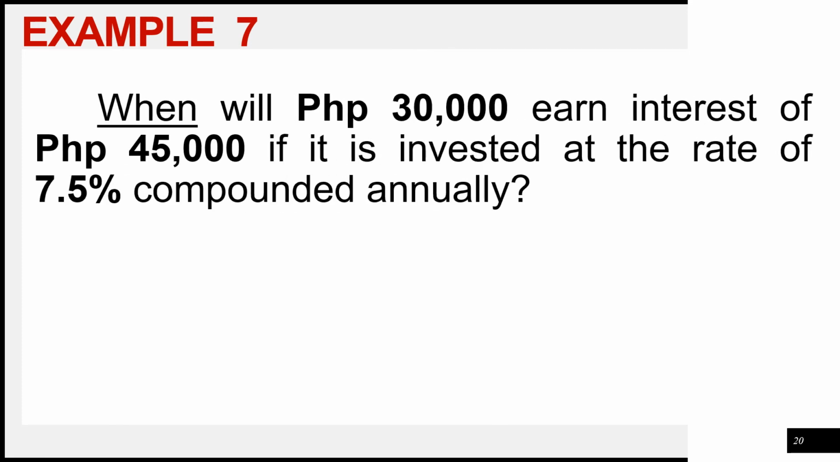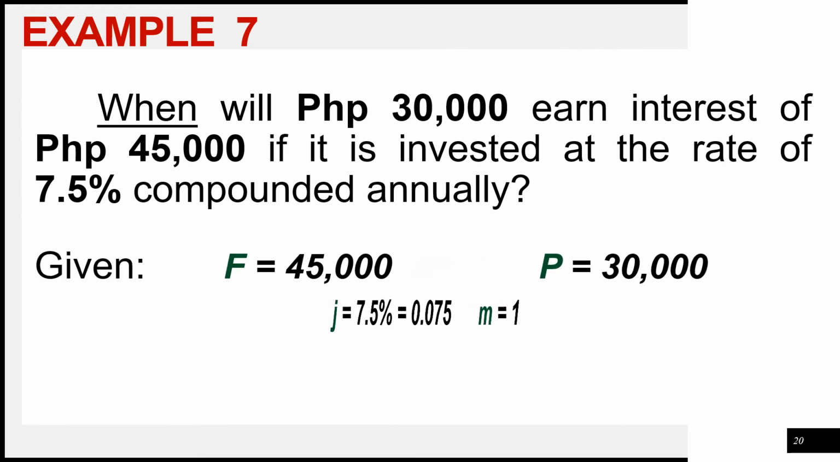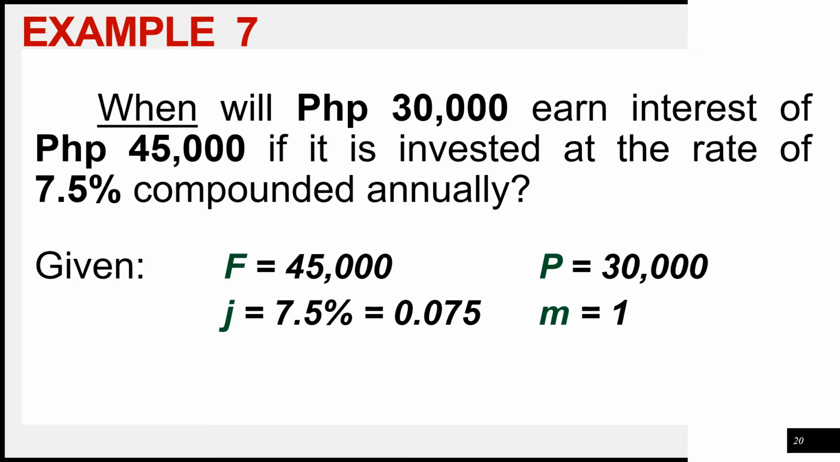For us to understand better, let us have another example. When will 30,000 pesos earn interest of 45,000 pesos if it is invested at the rate of 7.5% compounded annually? Based on the given problem, we have the following data. Our future value, or F, is 45,000 pesos. Our P, or the present value, is 30,000 pesos.